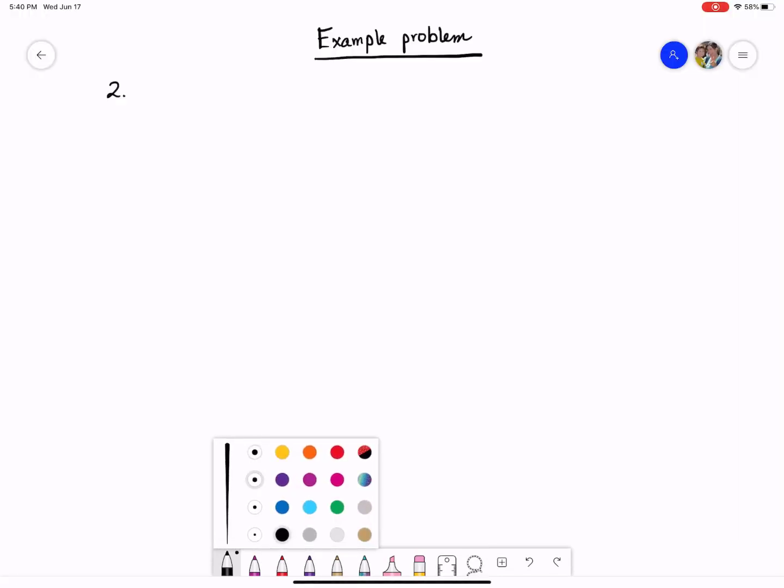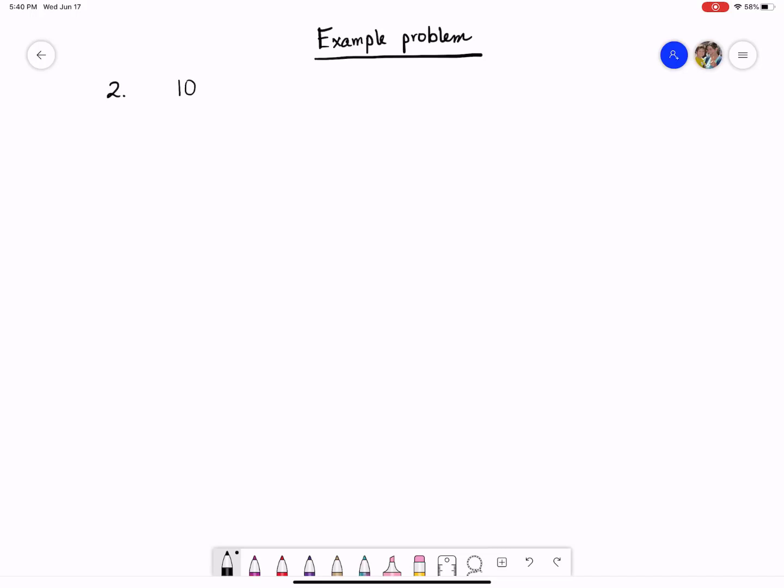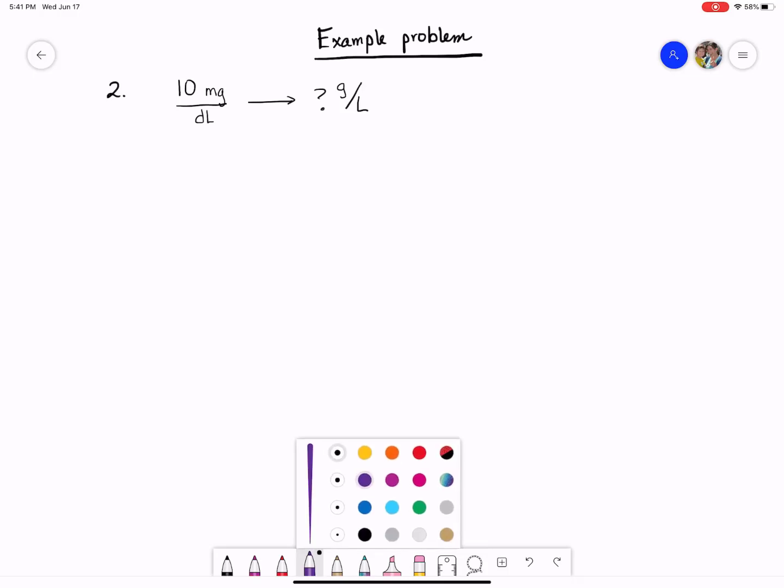Now another type of problem asks you to convert from one type of concentration into another. So for instance, let's say that I have a concentration by weight like 10 milligrams per deciliter, and I want to convert that into grams per liter. So how can I do that? Well, it turns out we can use the same techniques that we learned in the first Lab 1 tutorial and apply them here. So let me show you how to solve this problem.